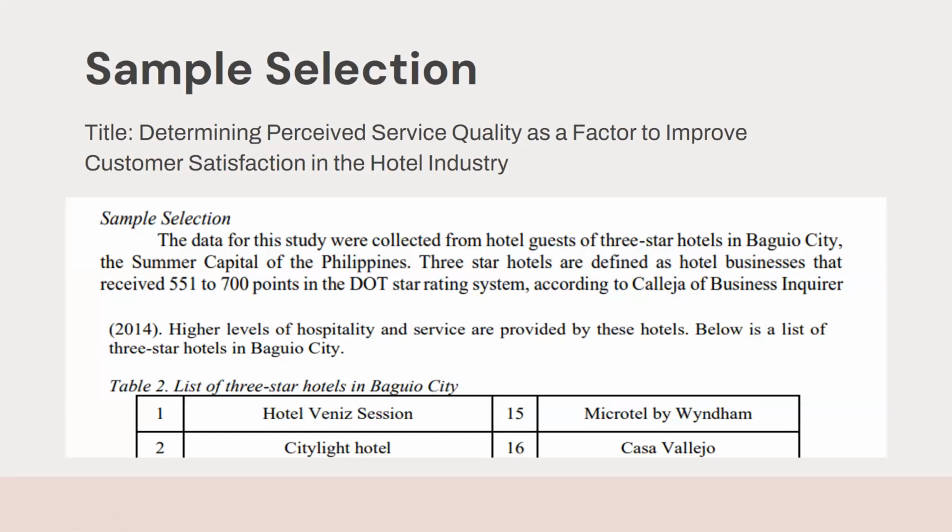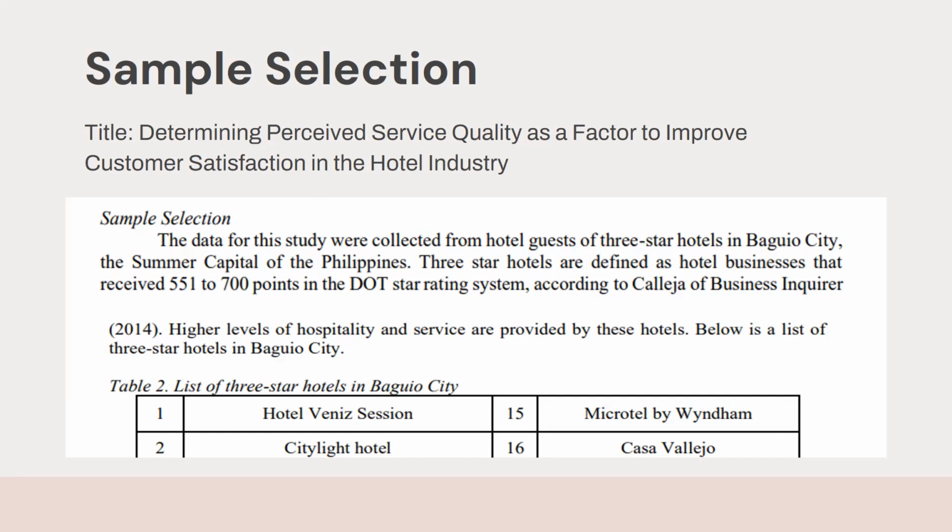So yes, this is a sample selection from determine perceived service quality as a factor to improve customer satisfaction in the hotel industry. So here sa sample selection nila, ang study kasi nila, babasahin natin ito, ay ang mga 3-star hotels na nasa Baguio City. Okay, so here nagbigay sila ng information regarding dun sa sample nila or sa respondents nila. So yan, since 3-star hotels ng Baguio City ang pag-aaralan nila, nilist nila lahat ng hotels ng Baguio City. So dyan sila kukuha ng respondents. Dyan yung population nila. Define their sample size.